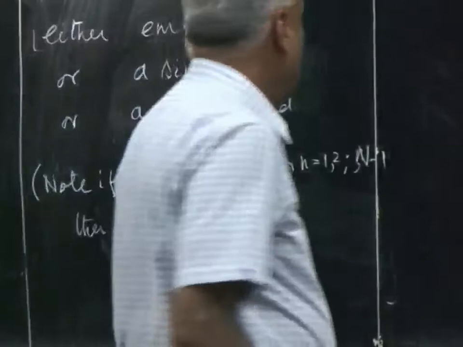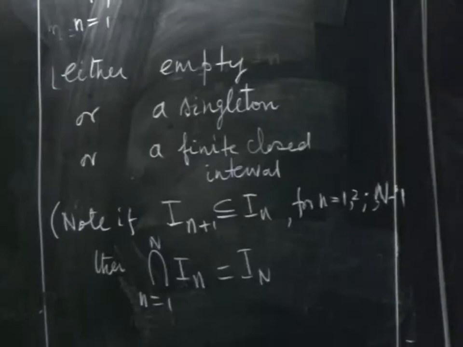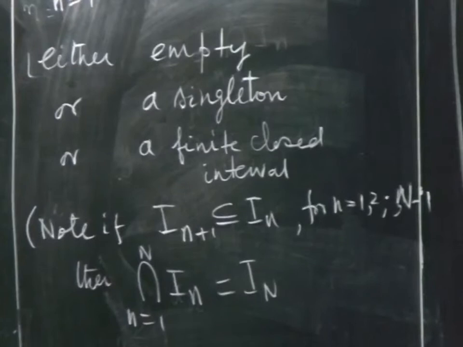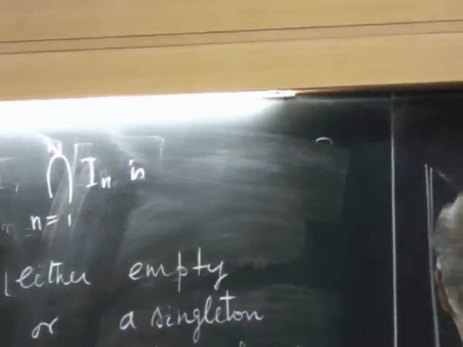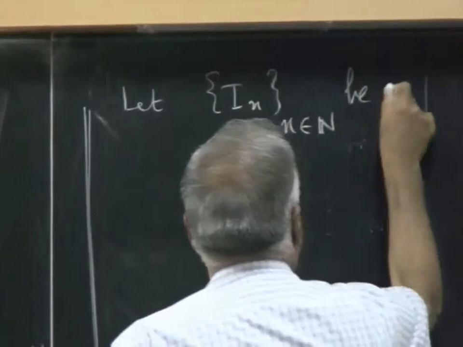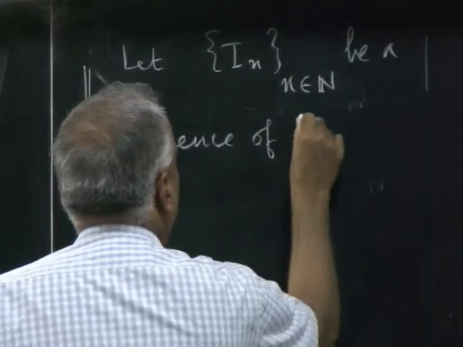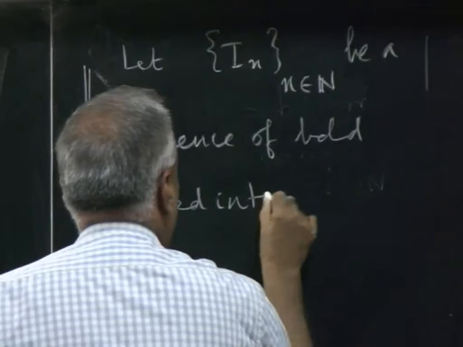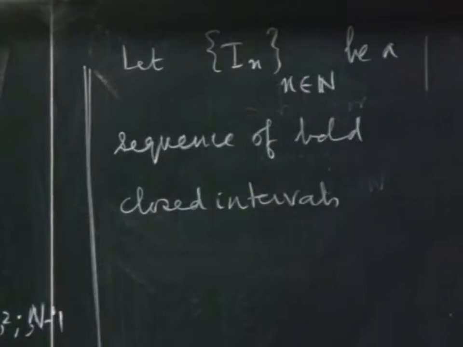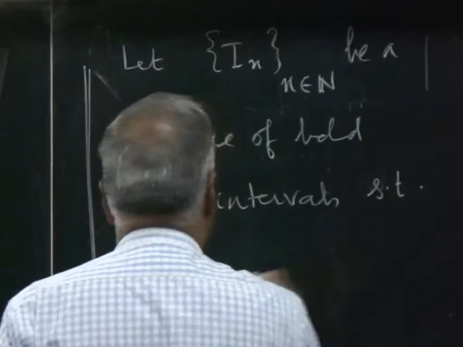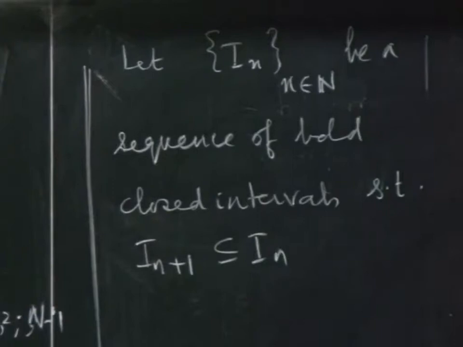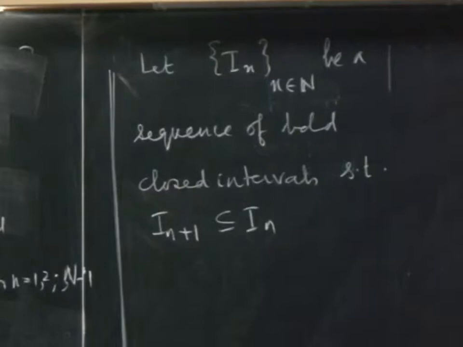So now we are going to look at this in the infinite situation. Suppose I have a sequence of closed intervals and I will say one inside the other. So let In be the sequence of bounded closed intervals, such that I(n+1) is contained in In, again they are shrinking intervals. We would like to see what is inside.